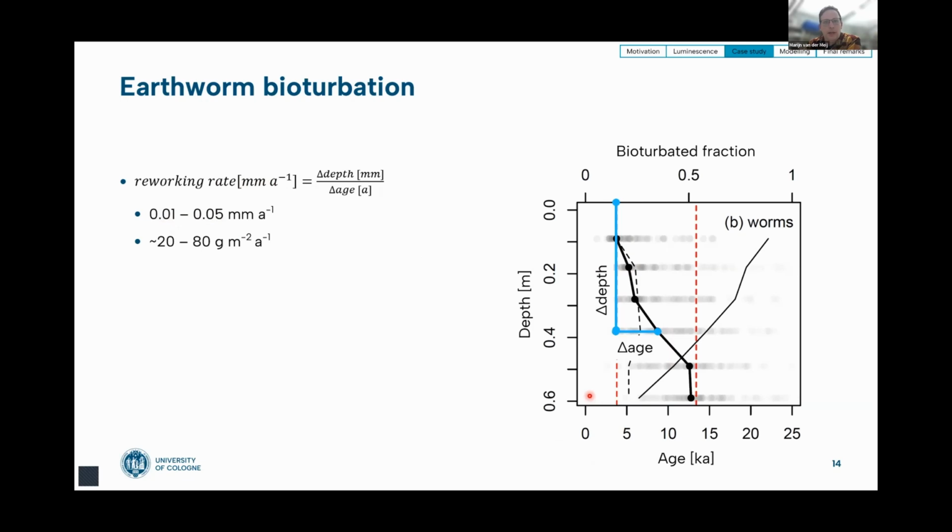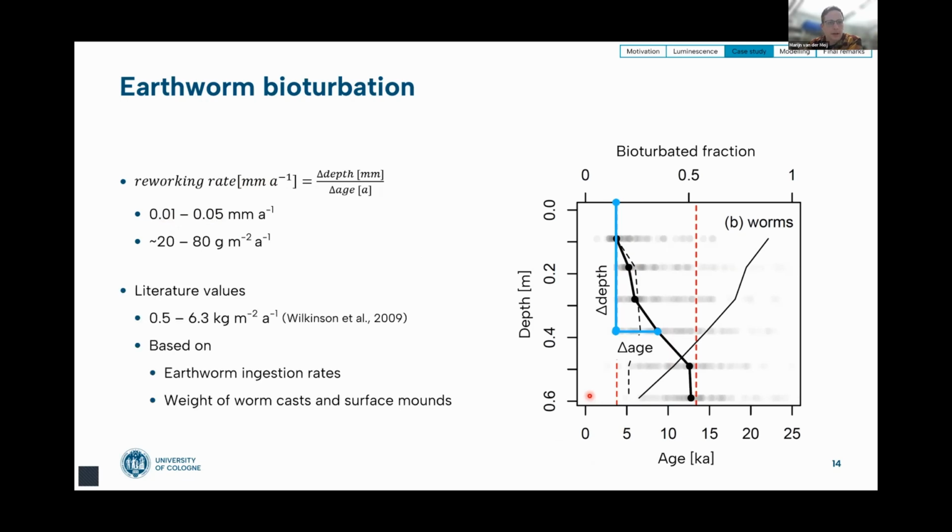The problem now is that if you look at measured data, for example, here's a review from Wilkinson et al. from 2009. They have rates from 0.5 to 6.3 kilograms per square meter per year. So that is almost 2 orders of magnitude higher than the rate that we can derive from the luminescence profiles. These numbers are based on earthworm ingestion rates, so they measure how much sediment earthworms eat and spit out again. They also measure the weight and the volume of surface mounds to determine how quick the mounding rate is.